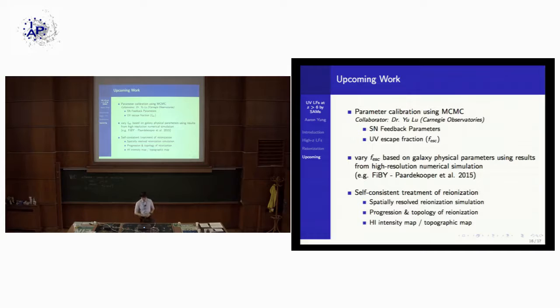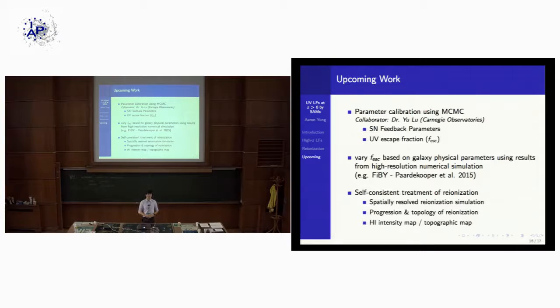So for upcoming work, we plan to use the LUM model to explore the parameter space again and seek the set of best-fit physical parameters. Perhaps we'll need to adopt a more physically motivated treatment for stellar feedback that is based on more physical properties of the halos and galaxies, such as metallicity and chemical enrichment. And by doing so, we hope this will lead to a more effective redshift evolution for star formation efficiency. And we're also going to vary the UV escape fraction based on galaxy physical properties, using results from high-resolution numerical simulations, just like the one from Phoebe.